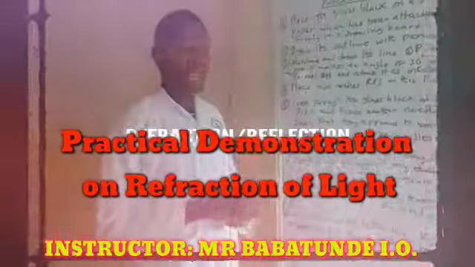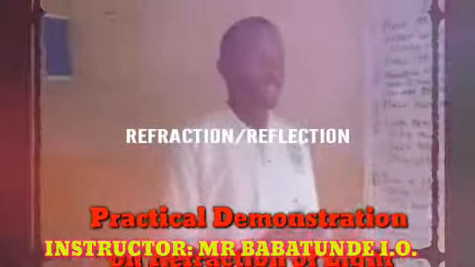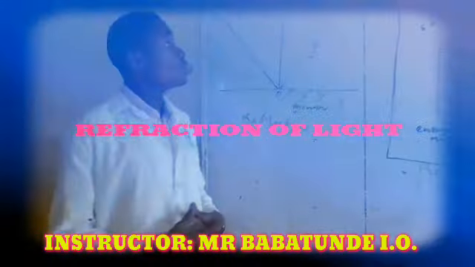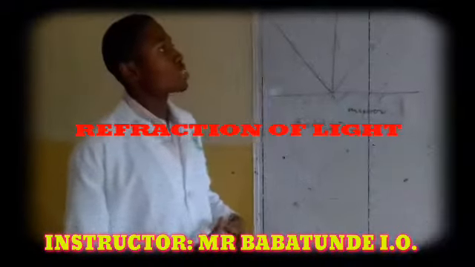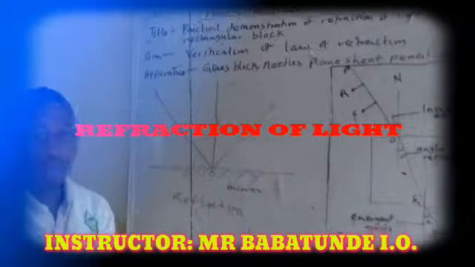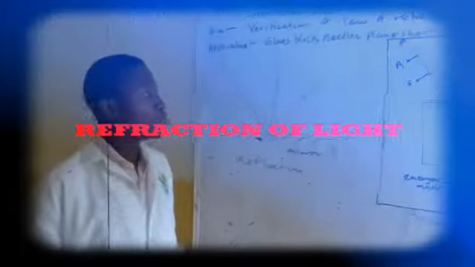Today we are going to do a practical demonstration. We are taught that a light ray can undergo reflection, can undergo refraction, and it can also interfere. For today, we want to show a practical demonstration of refraction of light by a rectangular block. The experiment we want to do is centered toward the verification of the law of refraction. That's the main thing we want to do.